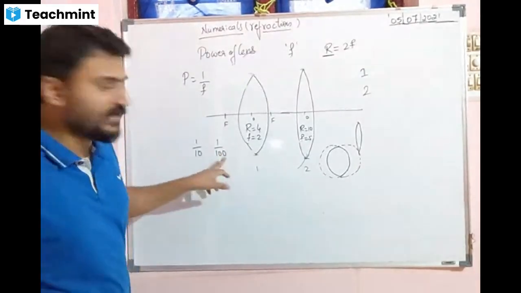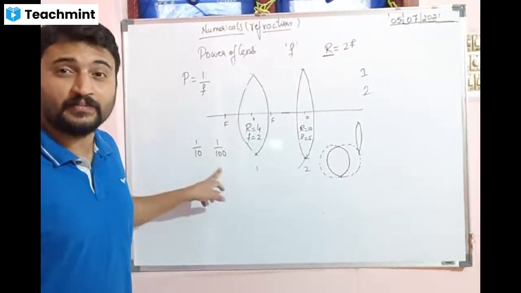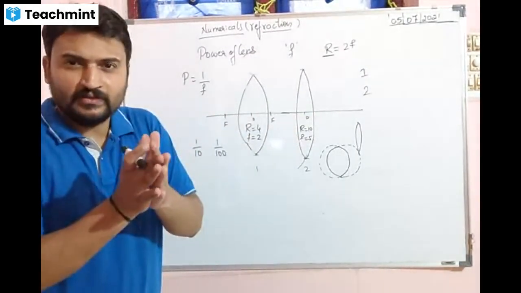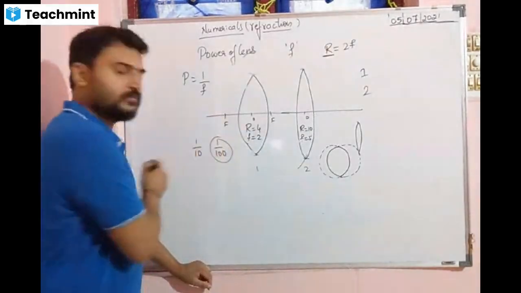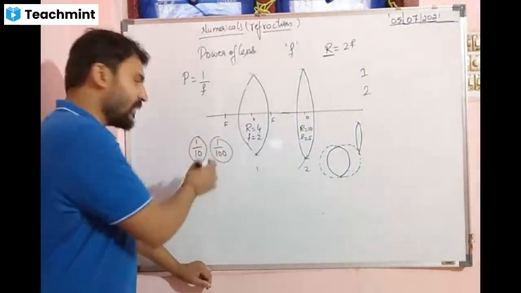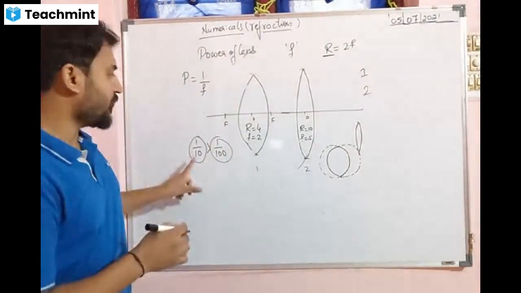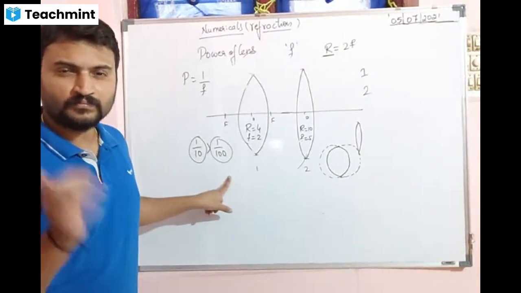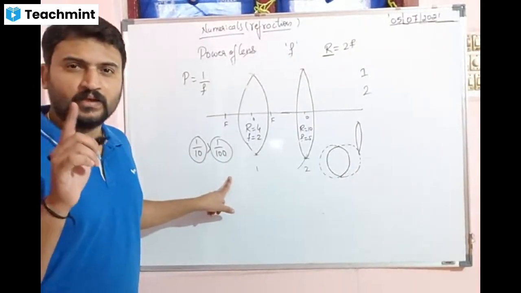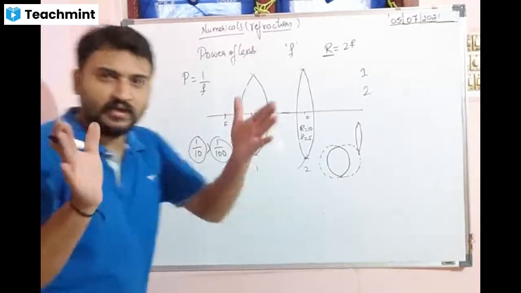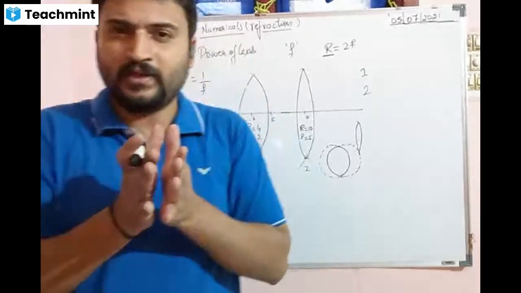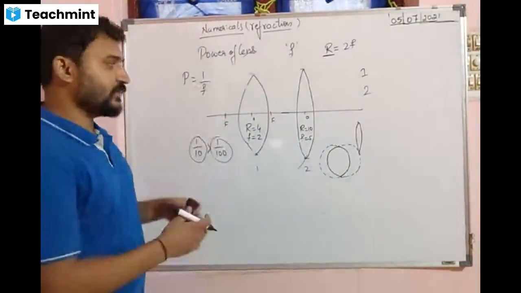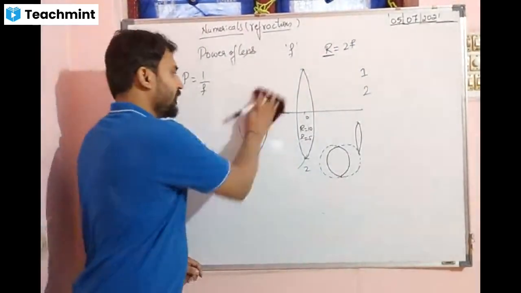So focal length 100 means the lens is thinner. If the focal length is more, the lens is thin, so what happened? The value is reduced. 1/10 is greater than 1/100. The power of this lens is greater than the power of this lens. Did you understand the logic? Yes, sir. The principle: as the focal length increases, the lens becomes thin. As the lens becomes thin, the power decreases. Therefore, the power of the lens is given by the formula 1/f.